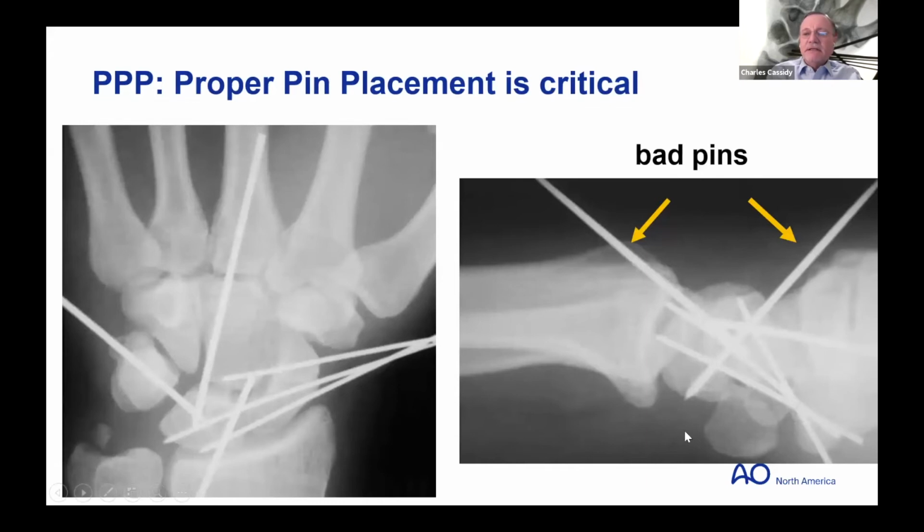Proper pin placement is critical when you are addressing these. You've got to be strategic. In this instance, the pins that you see there are bad pins. The pin over the radius is going to impinge on the radius and cause some soft tissue irritation and may migrate. The pin more distally is going to irritate the extensor tendons, and they're going to pus out. And then the third is you never want to penetrate the subchondral plate because these pins can migrate and scuff up the radius.